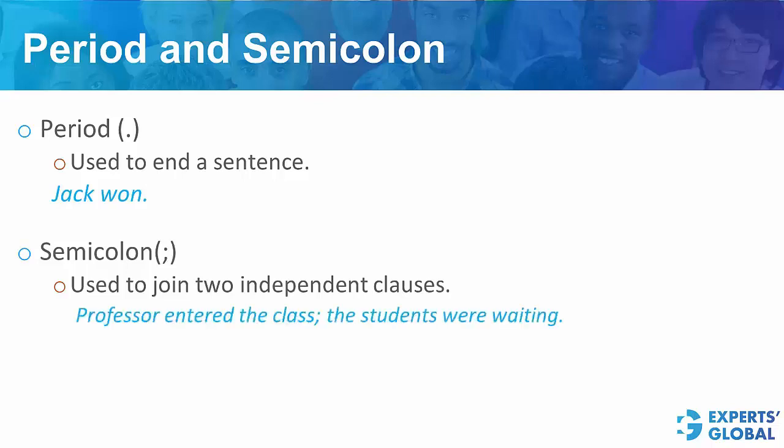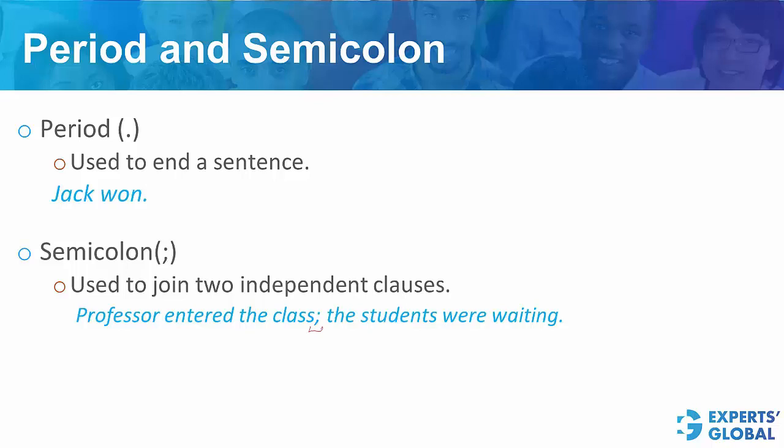For example, this sentence, "Professor entered the class," is an independent clause. See, a thought that can stand alone. And then "the students were waiting" is another independent thought. It can stand alone. So two independent clauses duly joined by a semicolon.